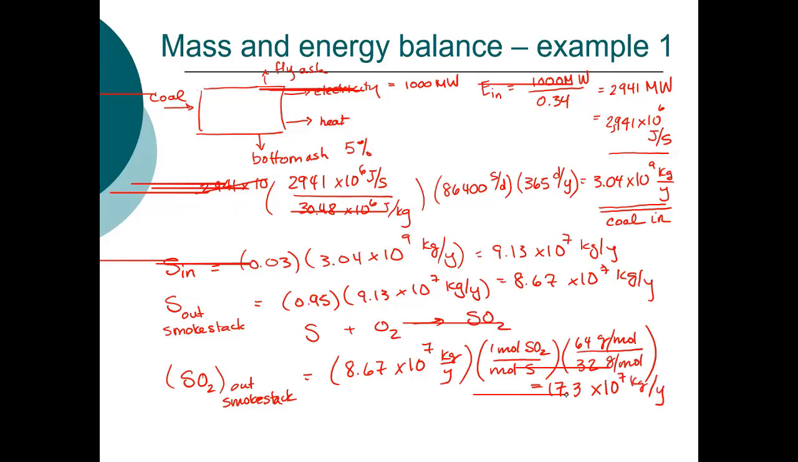If we had no control technology, this 1,000 megawatt plant would contribute roughly 17 times 10 to the 7 kilograms of sulfur dioxide to the atmosphere every year. That's why we need control technology. Any questions about that problem?